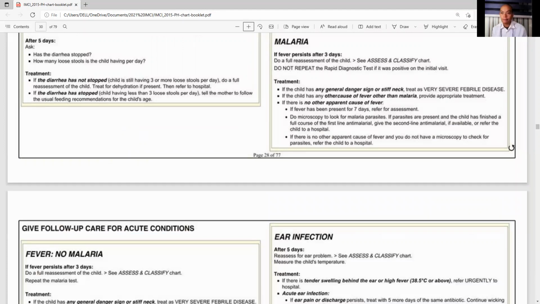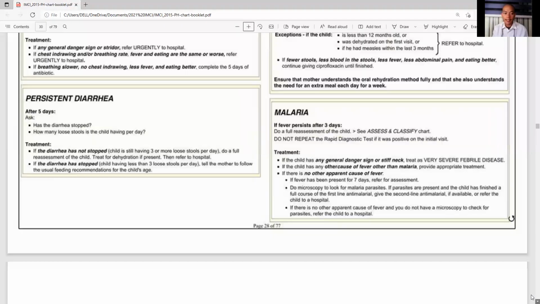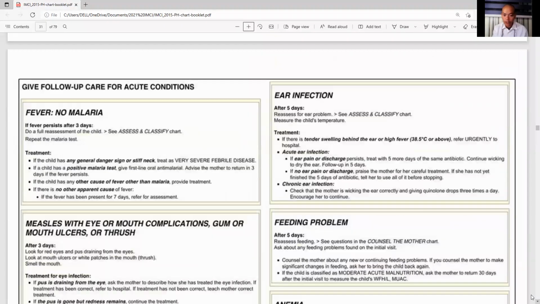Okay, if fever has been present, if the patient has diarrhea, come back after 5 days. The patient comes back after 5 days, what will be asked? Has the diarrhea stopped? How many loose stools is the child having per day? Okay, treatment is still there. Remember, if the patient is still experiencing diarrhea, we have to go back to the chart. Give follow-up care for acute conditions.